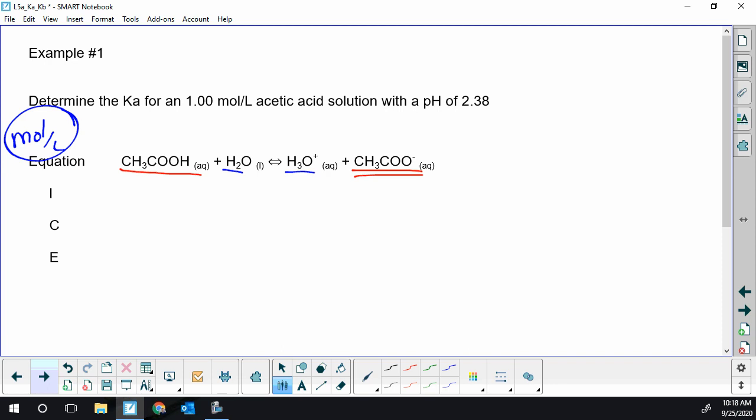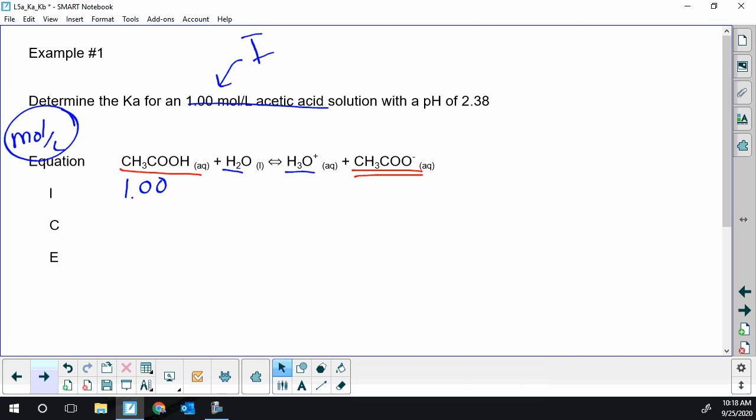So I'm going to start filling in what I know. We have 1 mole per liter of acetic acid. This is a reactant. It's not stated, but for reactants, you're going to treat the data as I's. Products, you treat them as E's when it's ambiguous. So that is 1.00 moles per liter at the beginning.